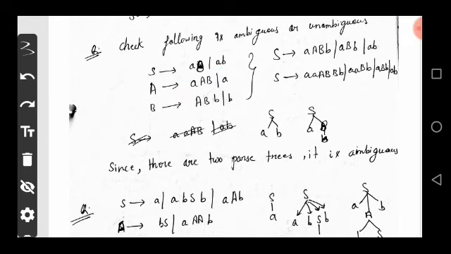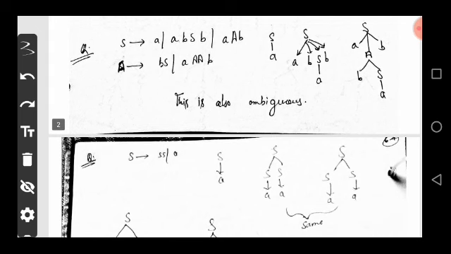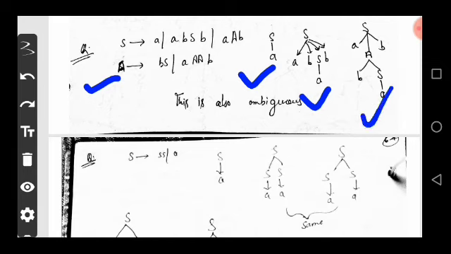Now move on to the next question. Here S produces A or A B S B or A B, and A also produces B S A B. So we directly draw the ambiguous grammar using a parsing technique. First, when we give A, it is like this, after this and after this. So we draw three parse trees for the given grammar. So it is an ambiguous grammar.